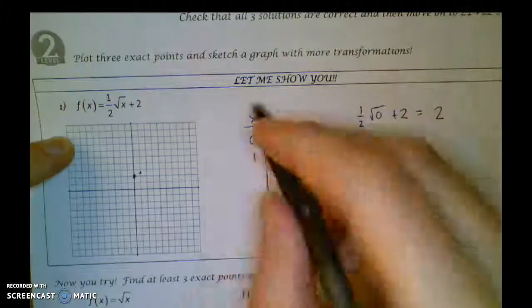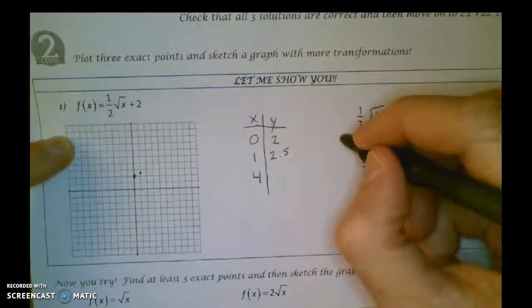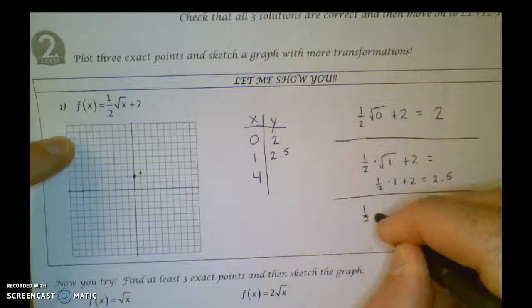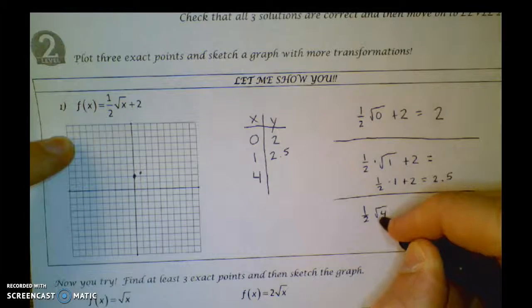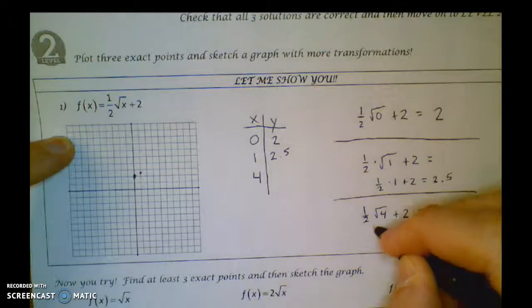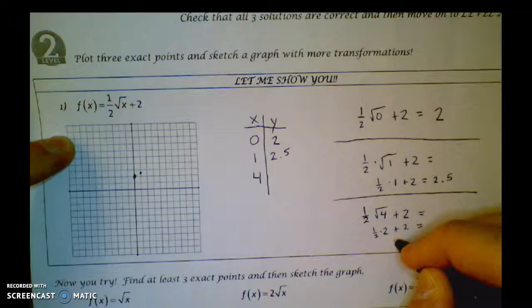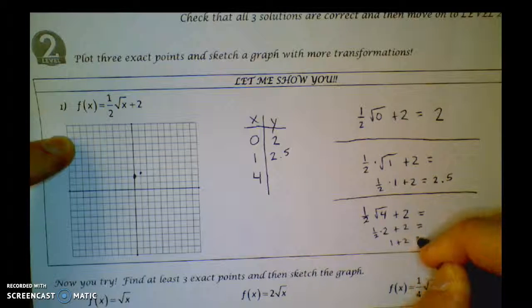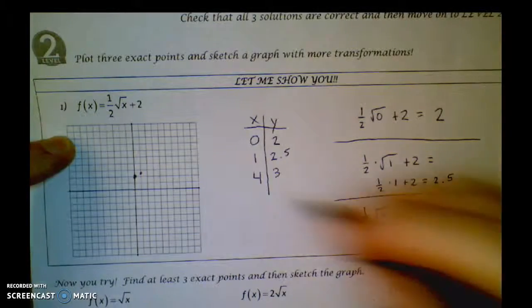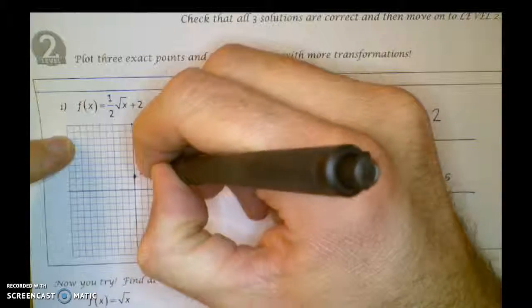And then if I use another term that's comfortable with being square rooted, which would be 4, I can do 1/2 times the square root of 4 plus 2. Square root of 4 is 2. And 1/2 of 2 is 1. So 1 plus 2 gives me 3. So when I go over to my x value is 4, my y value is 3.